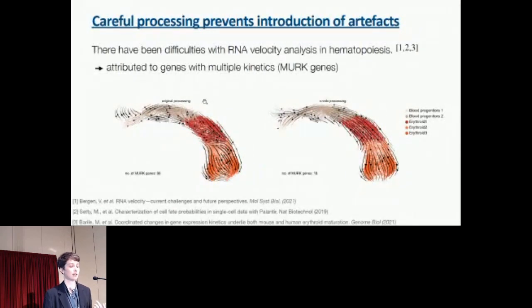And when we resolve this, for most of these genes, we don't find that they have multiple kinetics anymore. And in fact, on the right, you can see we keep everything of the kc-velo processing the same, but we only change this normalization step, and most of this false differentiation is resolved.